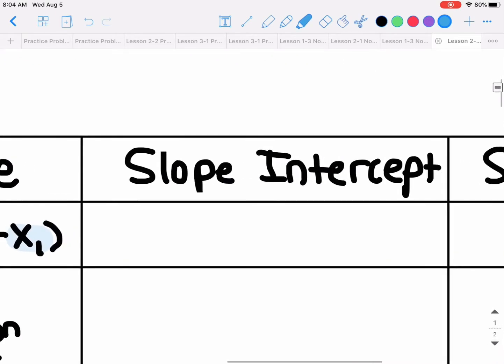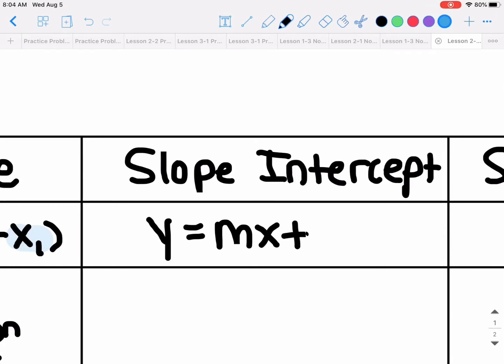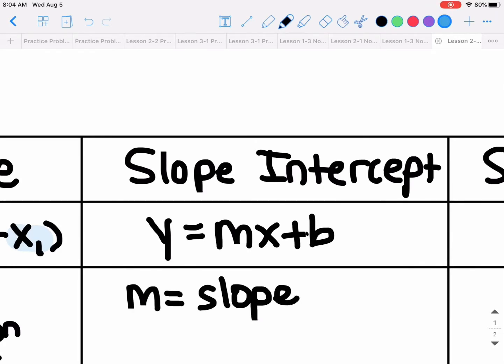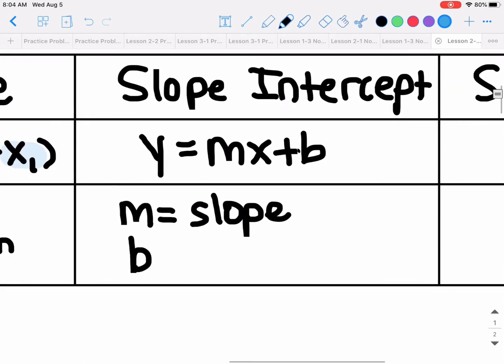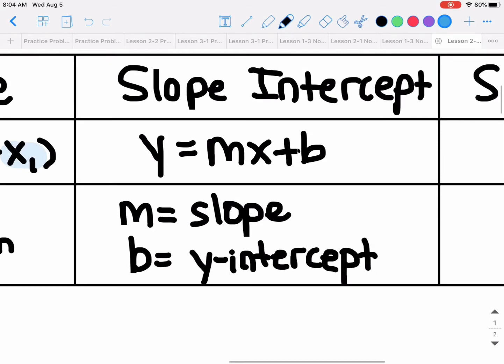All right, for slope-intercept form, the equation is y is equal to mx plus b. M represents the slope again, and b represents the y-intercept. That's where the line intersects with the y-axis. So to write an equation in slope-intercept form, the only things that you need to know are the slope and the y-intercept.